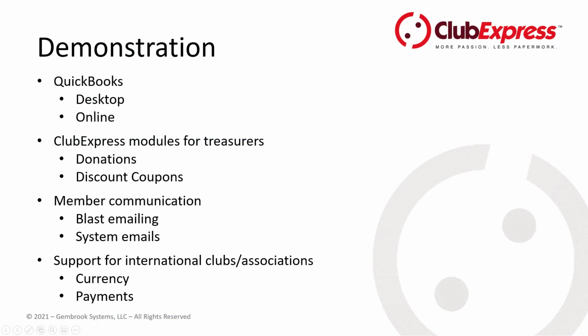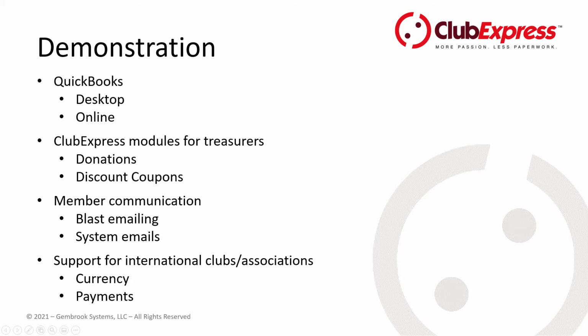The next section is going to talk about some of the modules. So we're going to talk about QuickBooks. We're going to talk about the modules that you might activate that are in the Money tab that you might use the most often, member communications, how to get people to pay you, and last, we'll touch on that support that we offer for international clubs and associations.